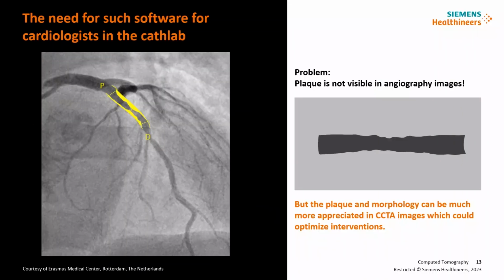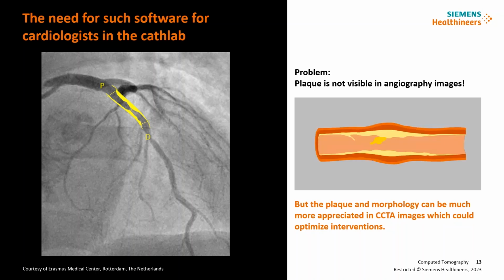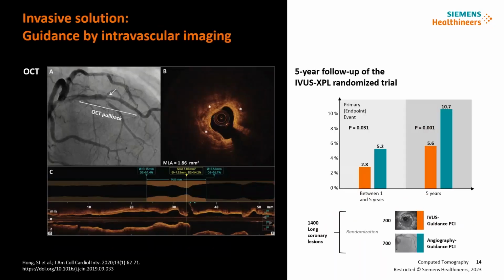This is the problem in the cath lab today, right? You only see the narrowing. You don't necessarily see the extent of the plaque itself, but CT can solve that. With CT, we can really give that information up front. Now, I know a lot of people will argue you don't necessarily need CT. There's intravascular imaging, IVUS and OCT, to deal with just specifically that.